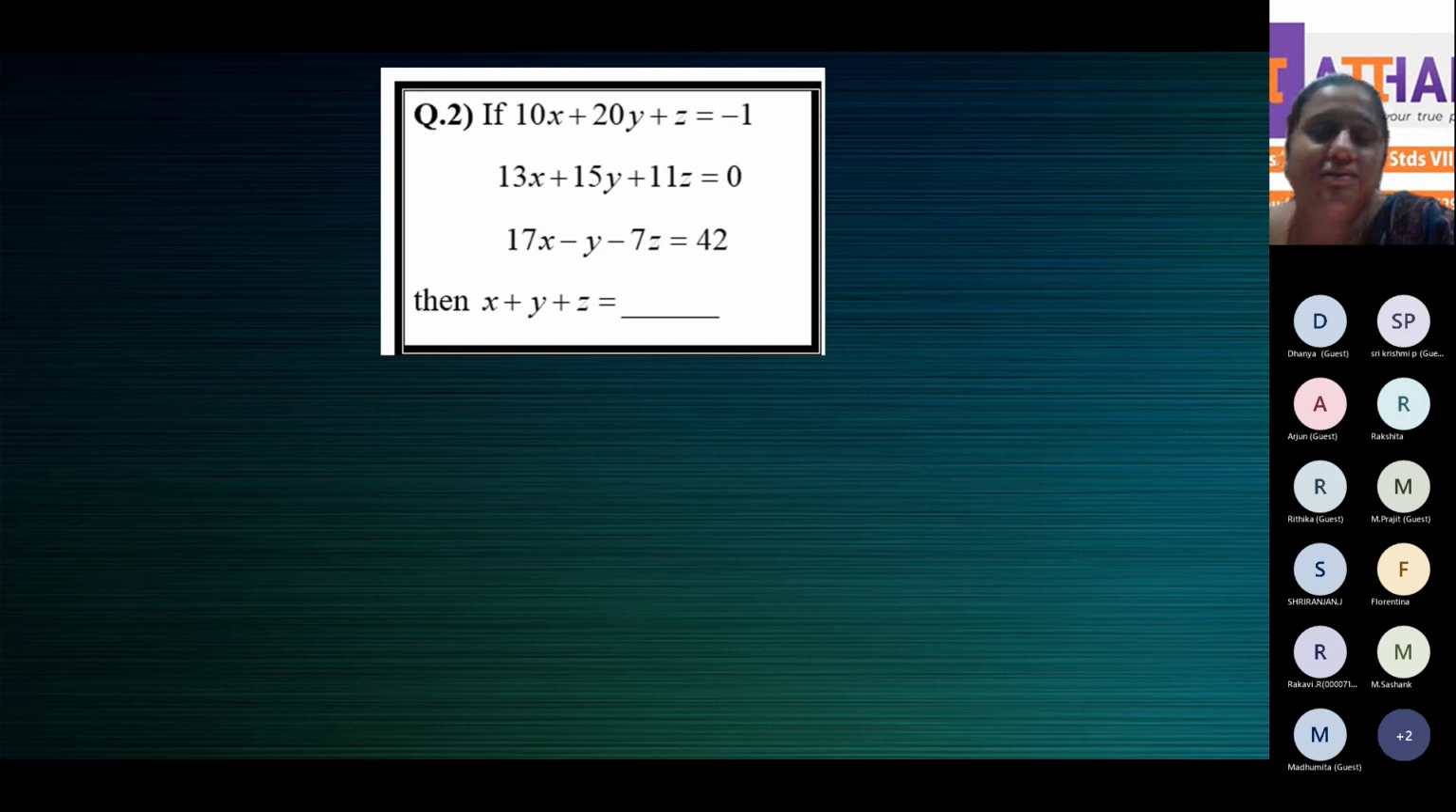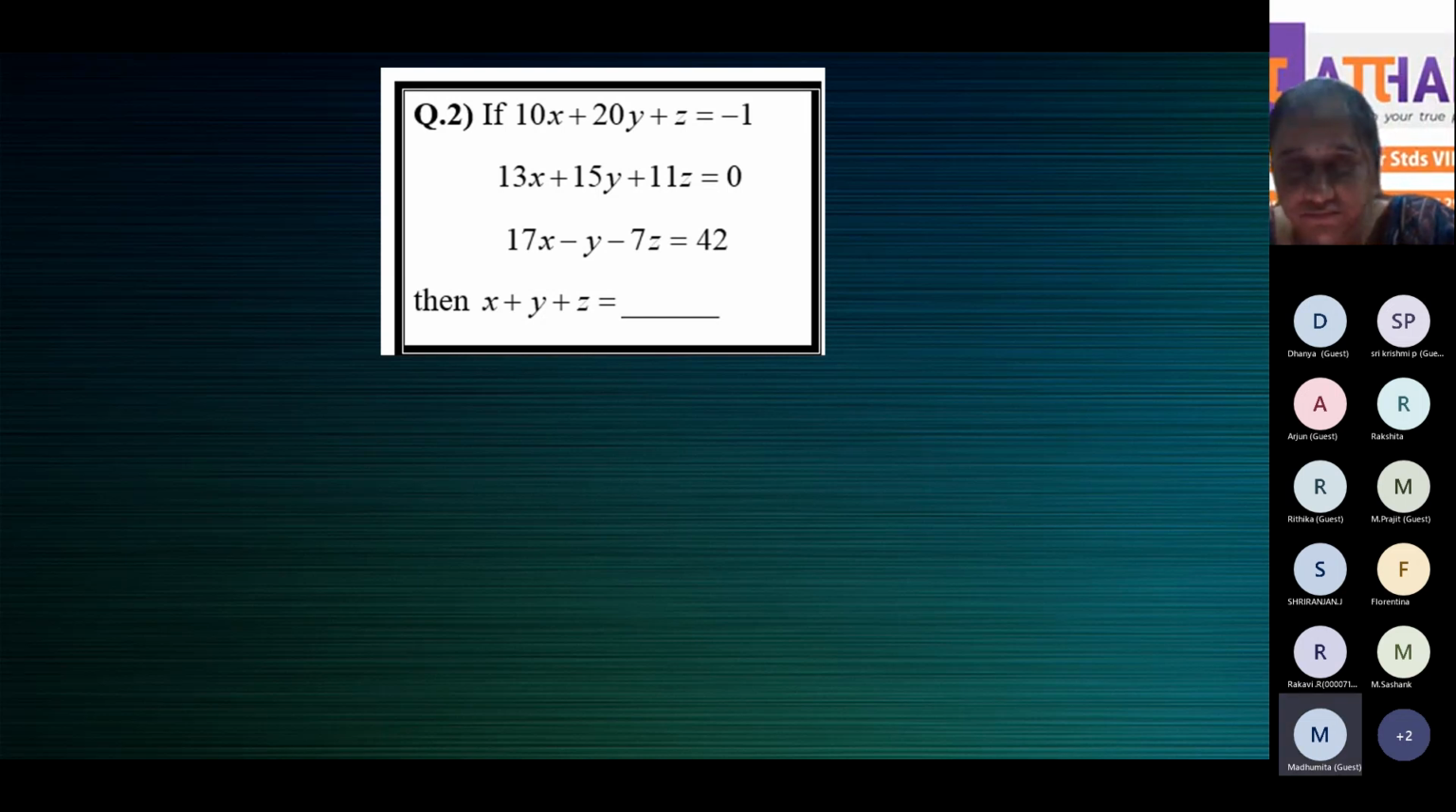Yes, children. I'm curious to know what you've got. Still working, ma'am. Okay. All the three equations have the variables x, y, and z. So, can you share your idea? How are you working it, Madhumita?